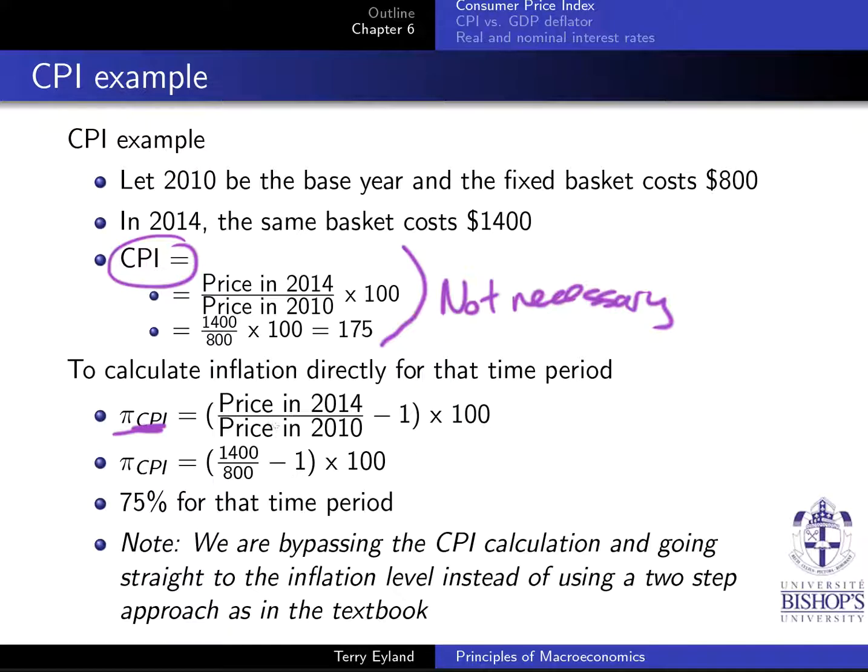And naturally, if prices have risen, that basket is now more expensive than it used to be, so this number is going to be greater than 1, leading to a certain percentage, which will be reflecting inflation for that 4-year time period. I prefer to bypass that calculation here just because it's easy to get confused and make mistakes. So simply use this bypassing tool. If you do the 2-step approach, you'll still get the same answer, and that's also fine, but it's just a little bit longer.